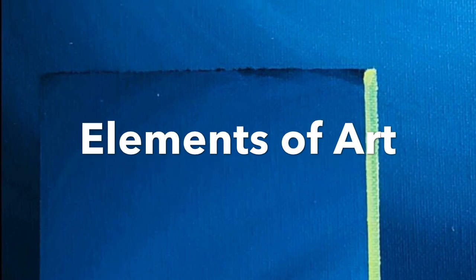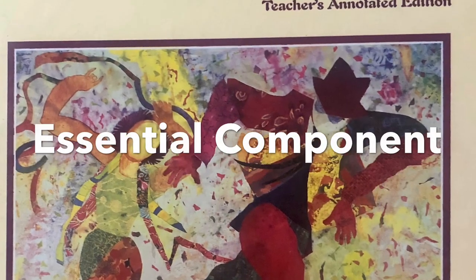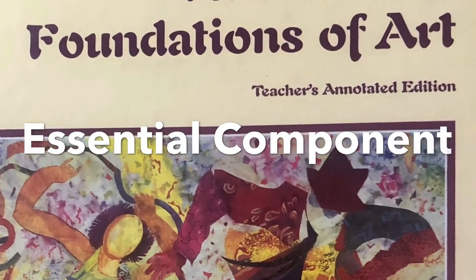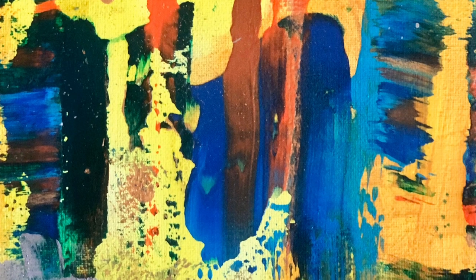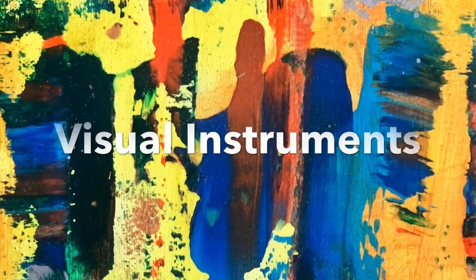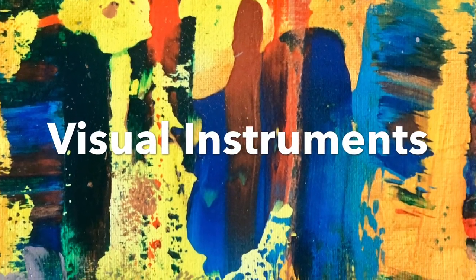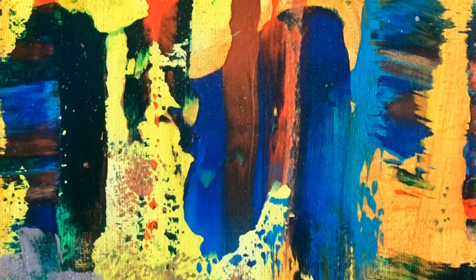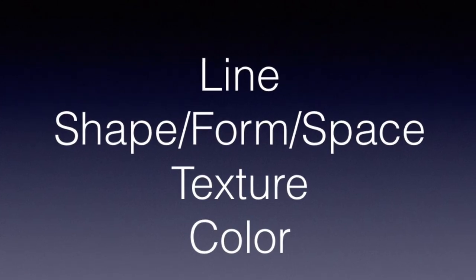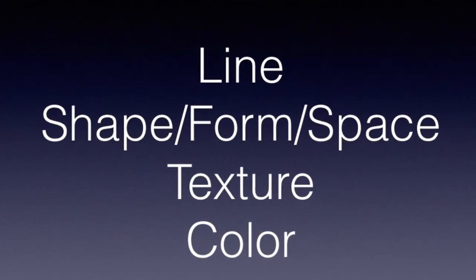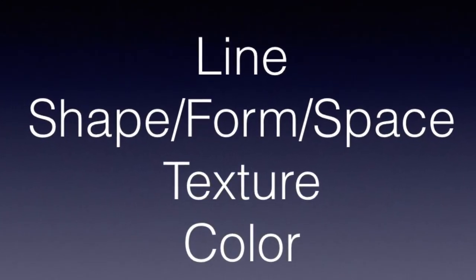Elements of Art. According to the book Themes and Foundations of Art, an element means a basic or essential component of something. In addition, elements of art pertain to the visual instruments that artists use in their compositions. These are the basic elements of visual arts: line, shape, form, and space, texture, and color.